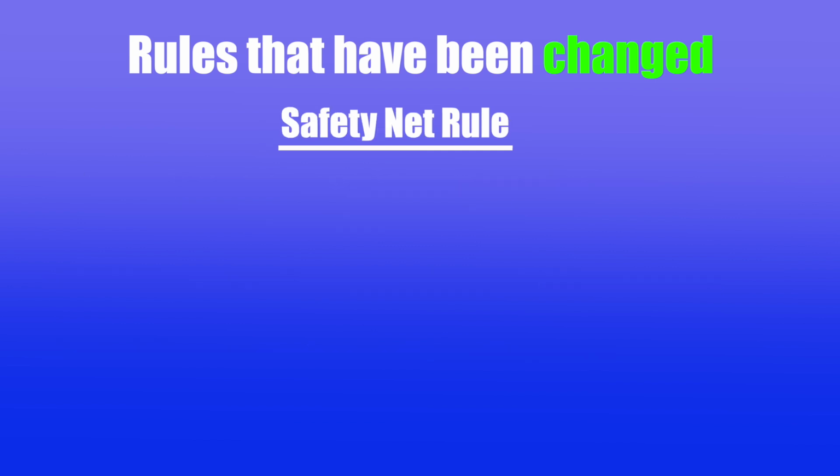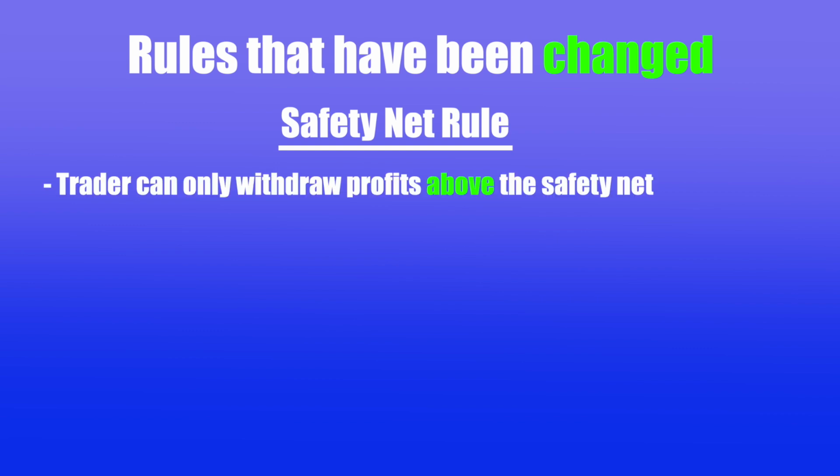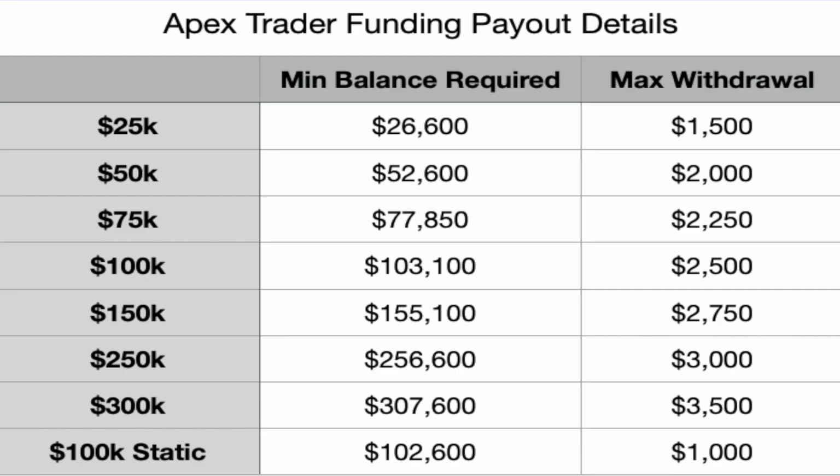The other new payout rule that Apex has added is the safety net rule. This rule means the trader can only request a withdrawal above the safety net threshold. So what is the safety net threshold? It's basically your minimum trading balance, which I alluded to in this table. So for the 50k account example, your trailing drawdown stops trailing you at $50,100. That means when this happens, your overall balance went to $52,600. The $52,600 is your safety net.